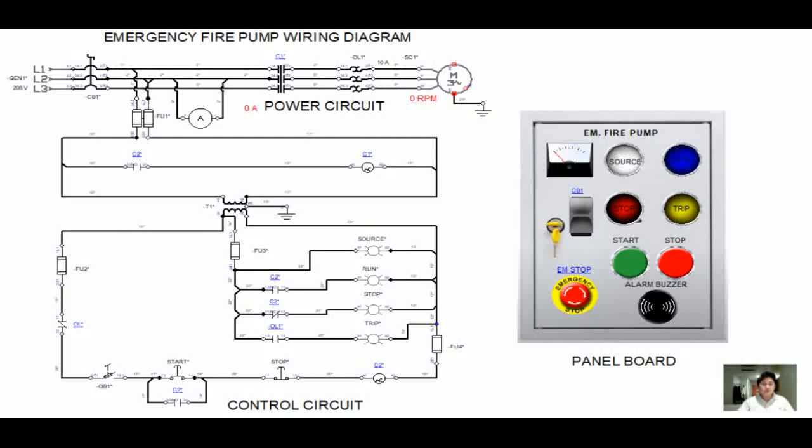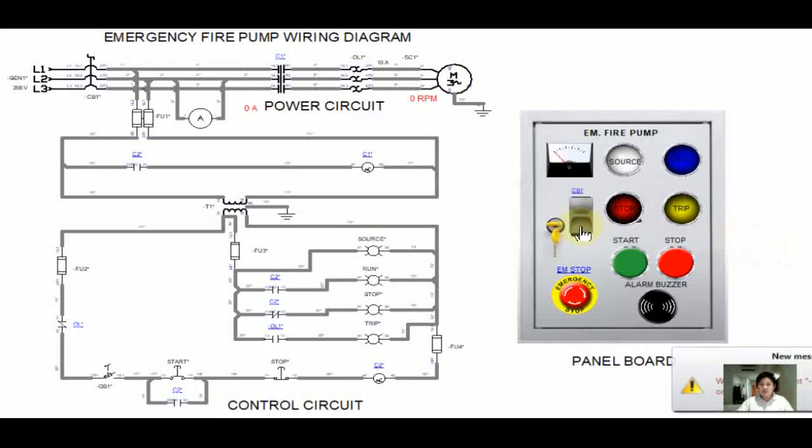Now I will start, or play, the simulation. This is simulation mode now. Then I will switch on the circuit breaker. As you can see, when I switch on the circuit breaker, CB1 is energized, because it is connected to the panel board here. The flow of current is now indicated. There is already a flow of current in the system, both the power circuit and control circuit.